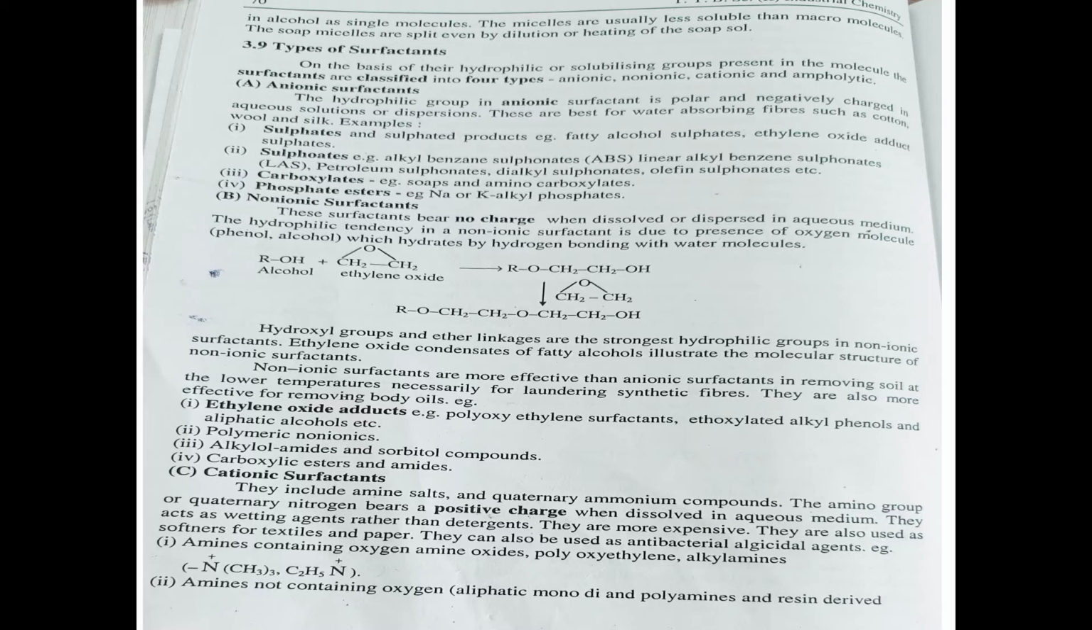So non-ionic surfactants hydrate by hydrogen bonding with water molecules. See here, this is the alcohol, this is the ethylene oxide. Alcohol reacts with ethylene oxide to form this product. Again ethylene oxide can react, forming this chain. Then the hydroxy group and the ether linkage are strong hydrophilic groups. In non-ionic surfactants, ethylene oxide is combined with fatty alcohol in the molecular structure.